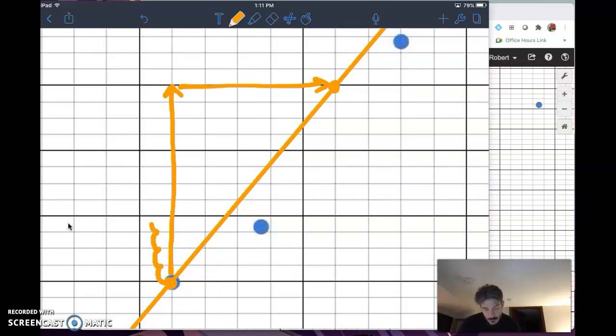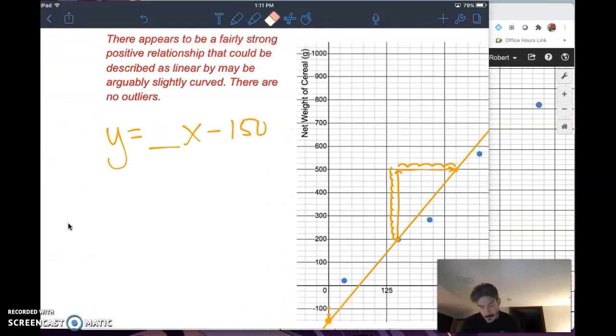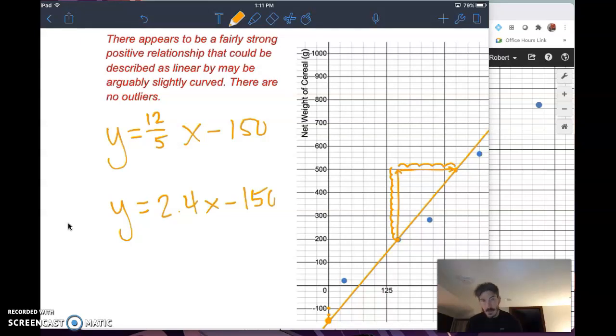1, 2, 3, 4, 5, 6, 7, 8, 9, 10, 11, 12. And then 1, 2, 3, 4, 5. So my slope is going to be 12 over 5. Now, some of you already know this is going to be for the purposes of prediction. So maybe you want to take that 12 over 5 and convert it: take 12 divided by 5, 2.4x minus 150. Okay, so there we go.